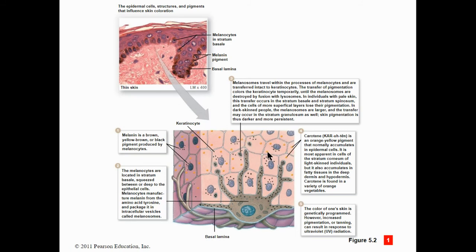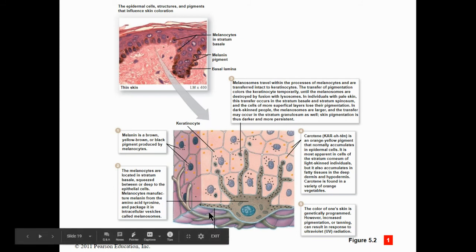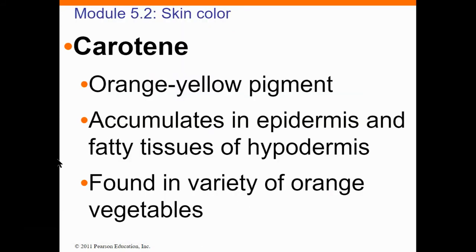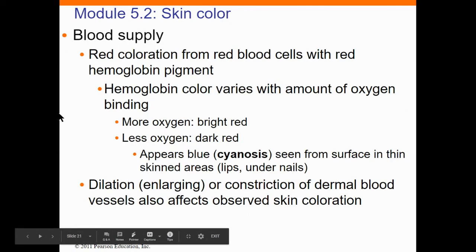Then you'll see this orange-yellow stuff. This is the pigment carotene. A lot of it is present in orange foods like pumpkins and sweet potatoes. We also do have some of it in our skin. This giant octopus-looking thing is a melanocyte. So carotene is the orange-yellow pigment. It's in the epidermis, but it's also in your fatty tissue, the hypodermis, as well. And it's in a variety of orange vegetables.